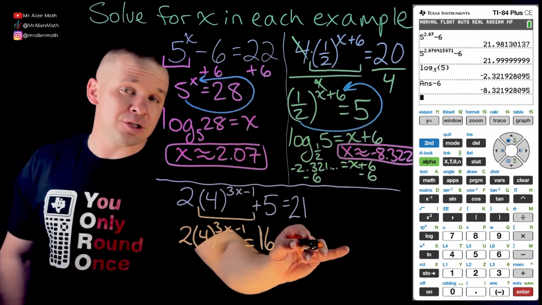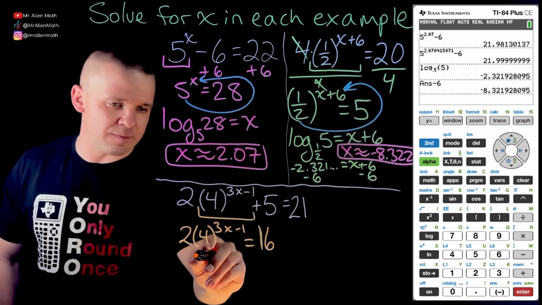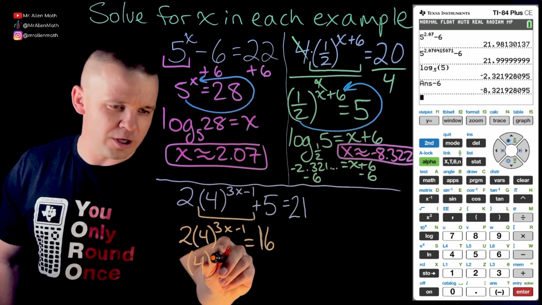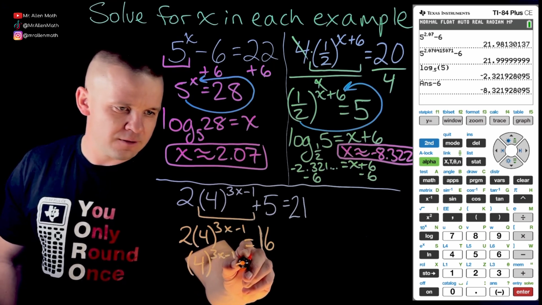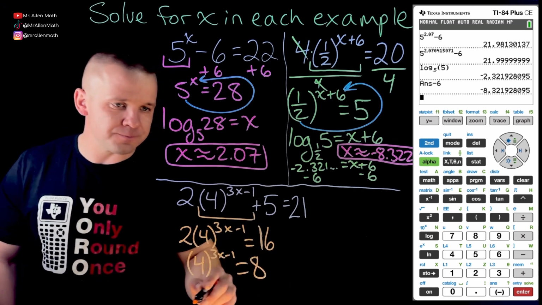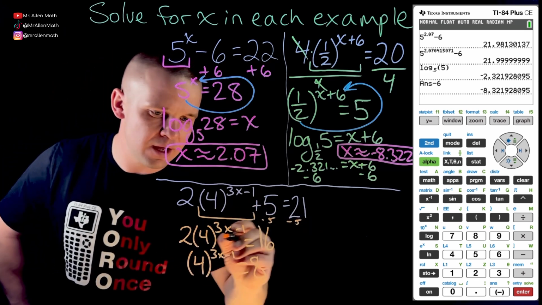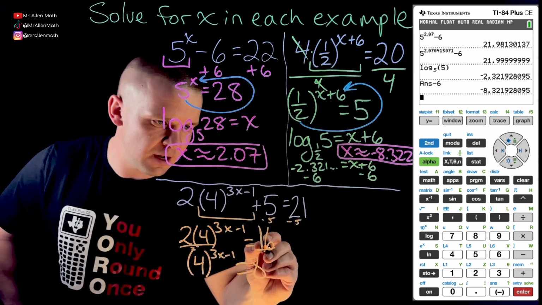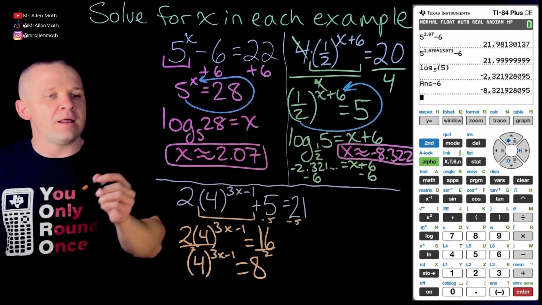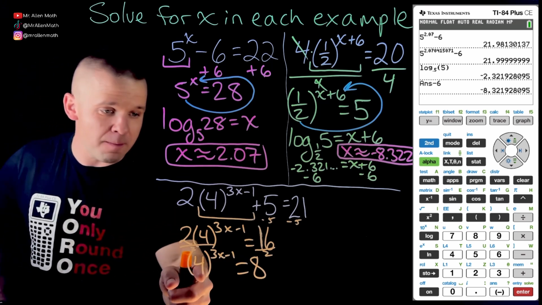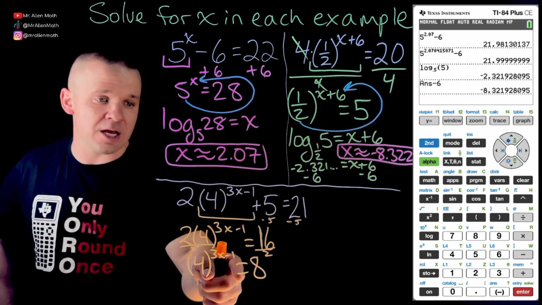Now, let's divide by 2 on both sides, and I'm running short on room, so I'm not going to show the division, but you know it's there, all right? Divide by 2, I get 8. There we go. If you want, I could write it really tiny: minus 5, divide by 2. Okay. Now I have the base raised to an exponent equals the number.